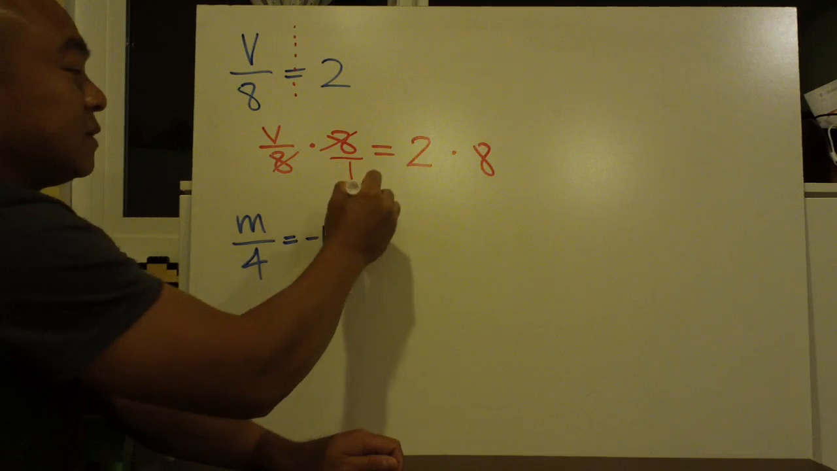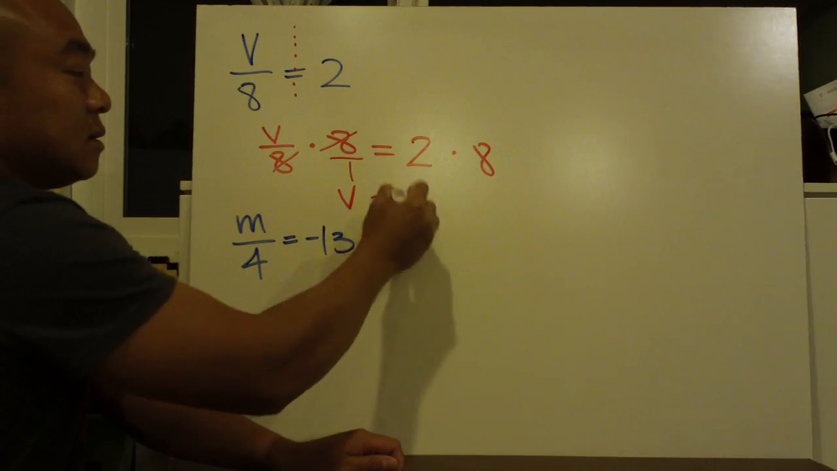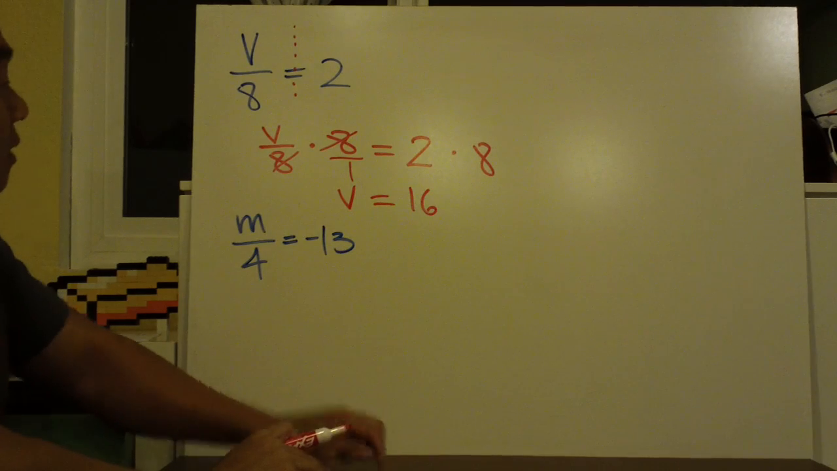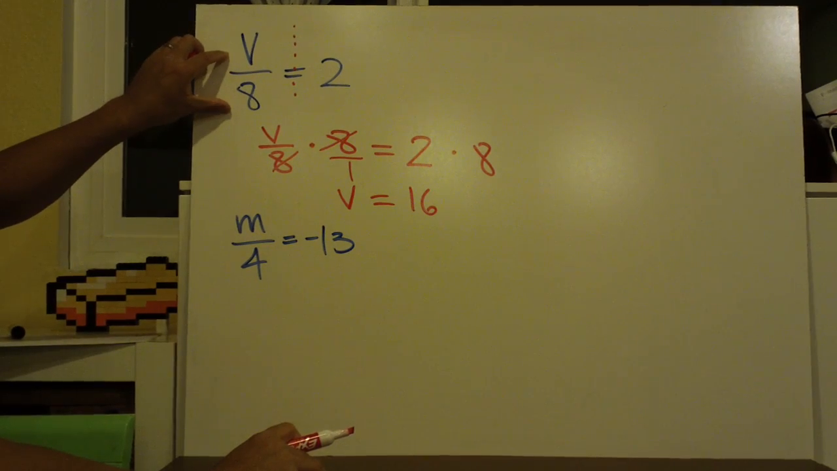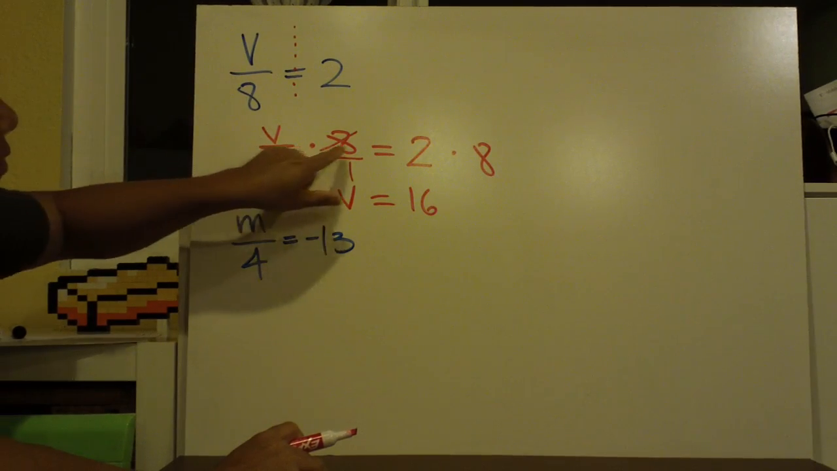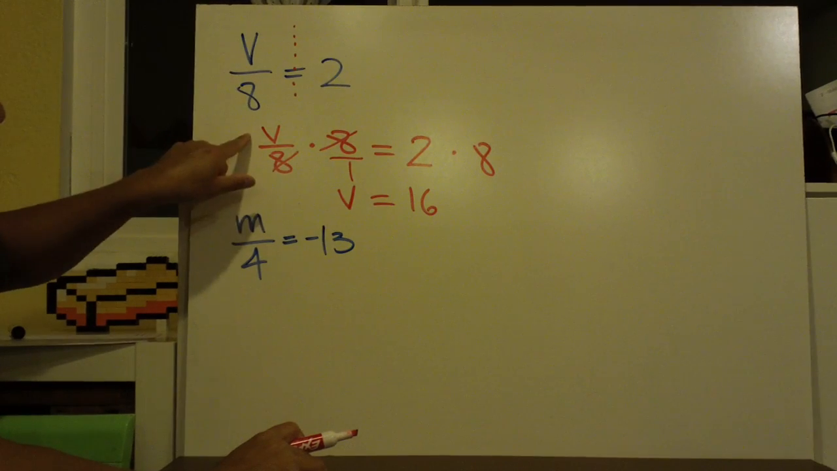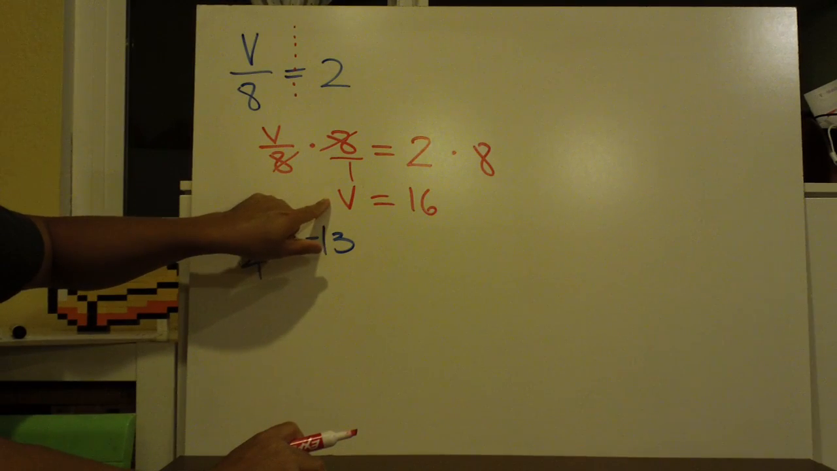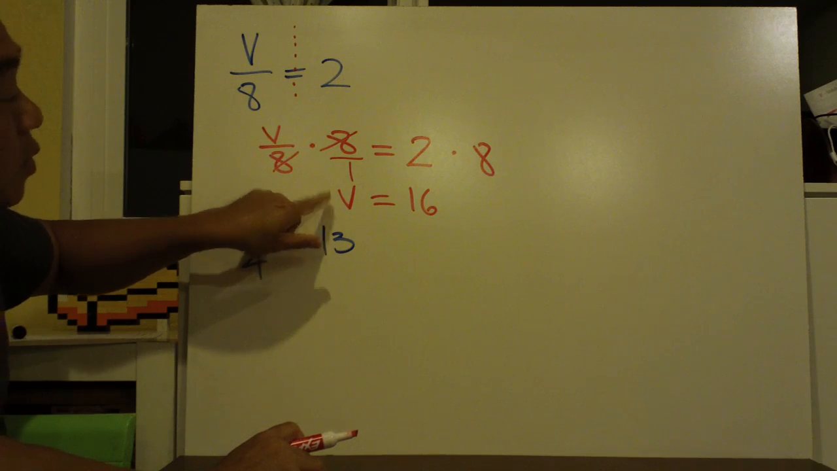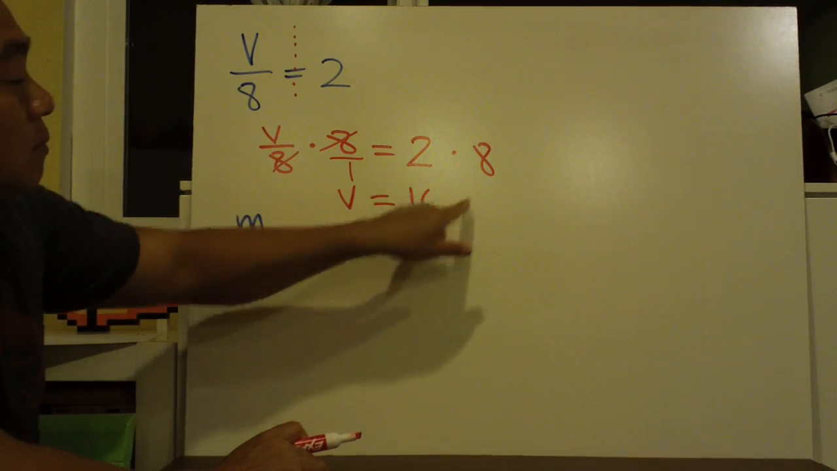You now have v left. 2 times 8 is equal to 16. And again, this is a division problem. You multiply to isolate that variable. Notice that the variable is on its own. And then you would multiply this side as well.